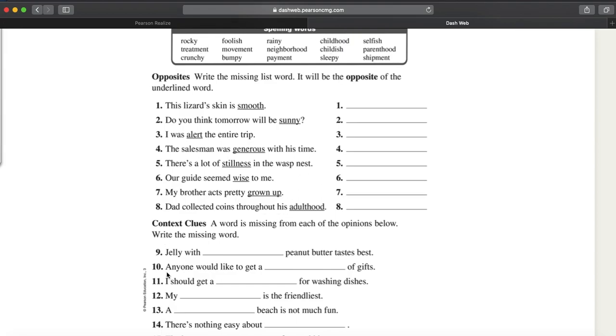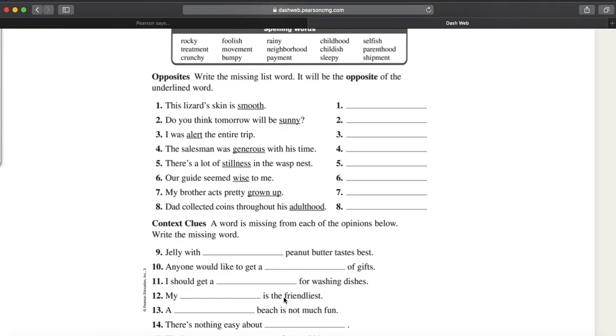Now question number 9. Jelly with blank peanut butter tastes better. Here we should write the missing words. So jelly with blank peanut butter. What do you think the peanut butter feels like? It should be crunchy. So jelly with crunchy peanut butter tastes better. Question number 10. Anyone would like to get a shipment of gifts. Of course, we all would like to get a shipment of gifts.